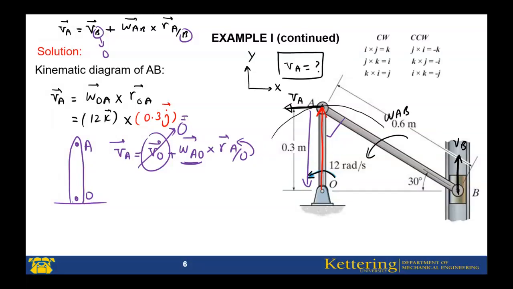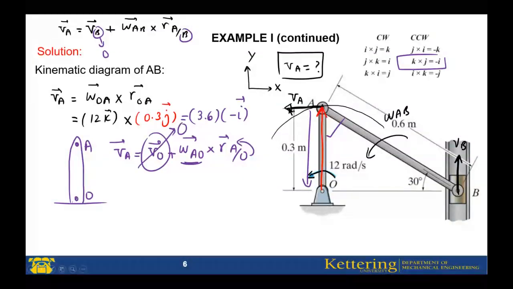Now, here, if you calculate this one, look guys, multiply the constants, then K by J, you have here, K by J is minus I. It is 3.6 minus I. You will see that I found the velocity of the A is minus I, exactly consistent with the direction of the velocity I just guessed for the kinematic diagram. It's 3.6 minus I.